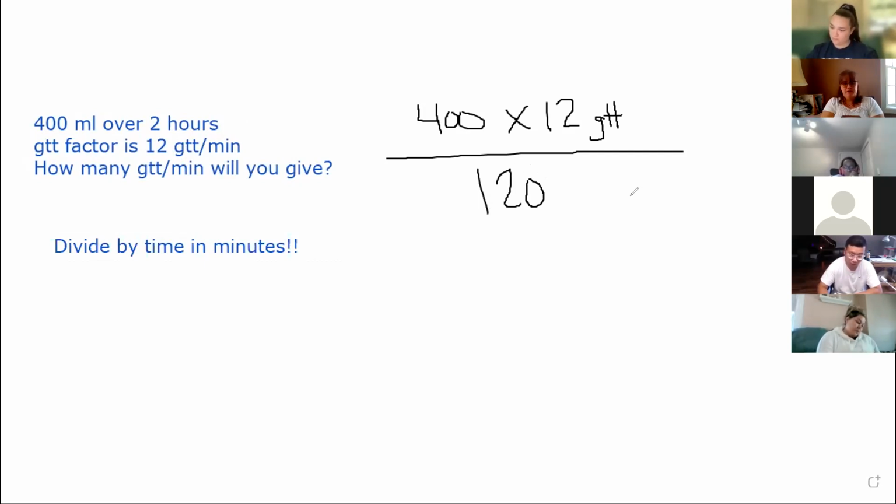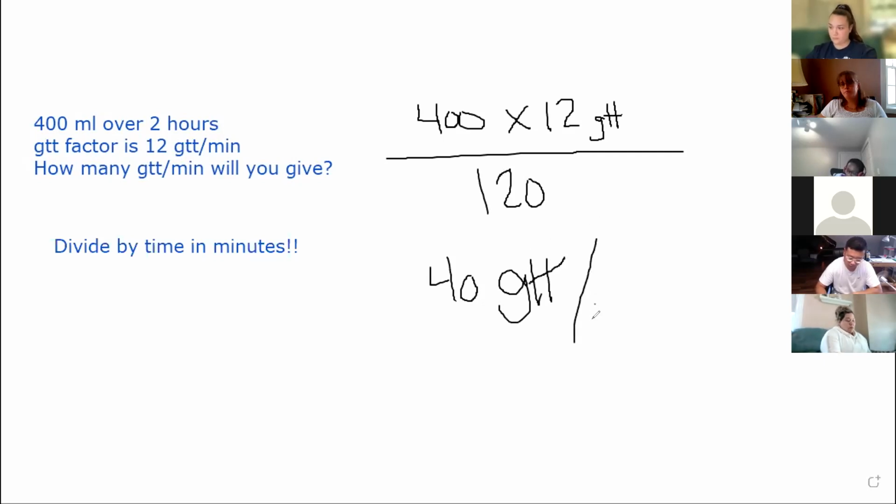All right, so I take my calculator. I'm going to do 400 times 12 divided by 120, and I'm going to get 40 drops per minute. Good? Does everyone know how to do this? Is anyone confused about this? Want me to do another one? Because if this is something you did last semester, I don't want to spend a ton of time on it.